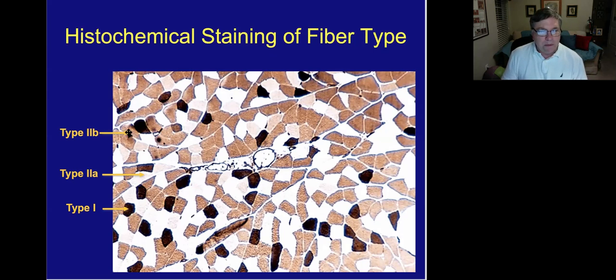The type 2Bs are pink here. They're in the middle. These don't reflect the true colors of the muscle. It's just the way the stain comes out. But the point is that we can separate these fibers. This is nice because you can see really thin connective tissue, or endomysium, surrounding each fiber.